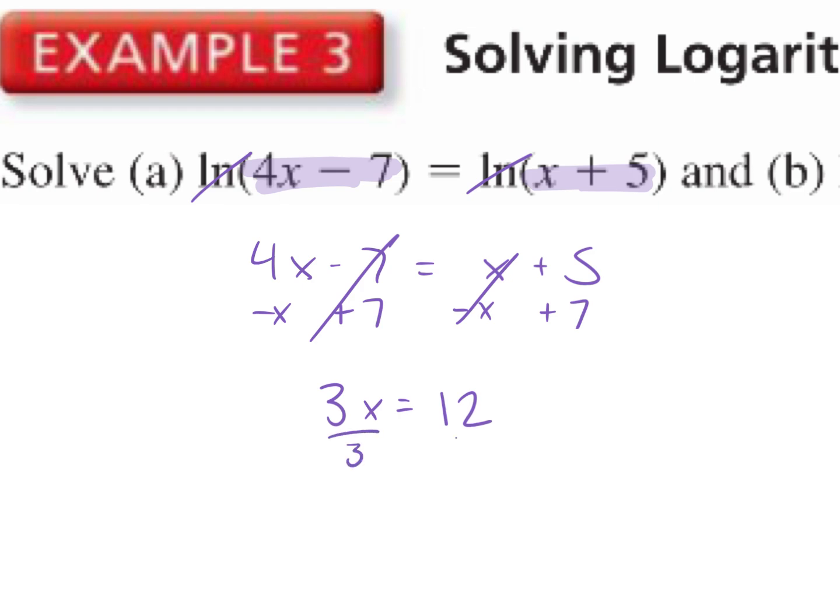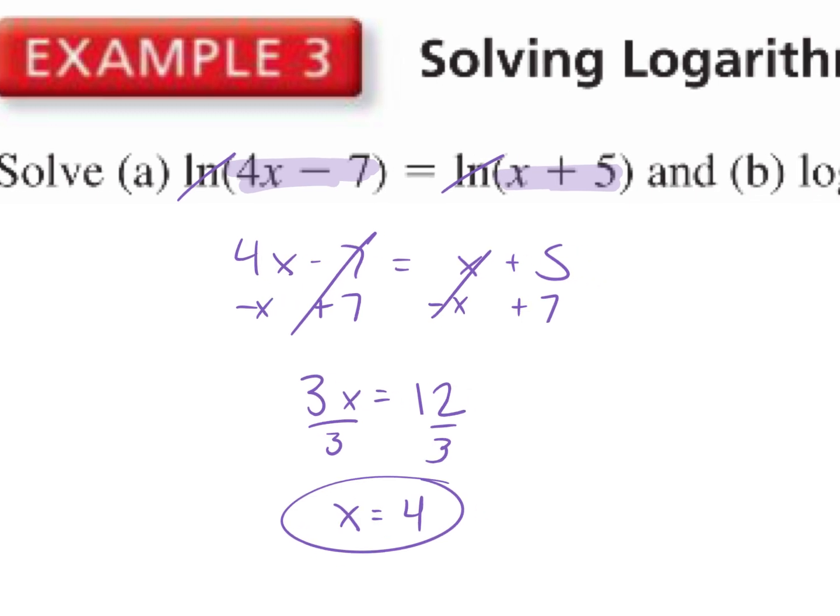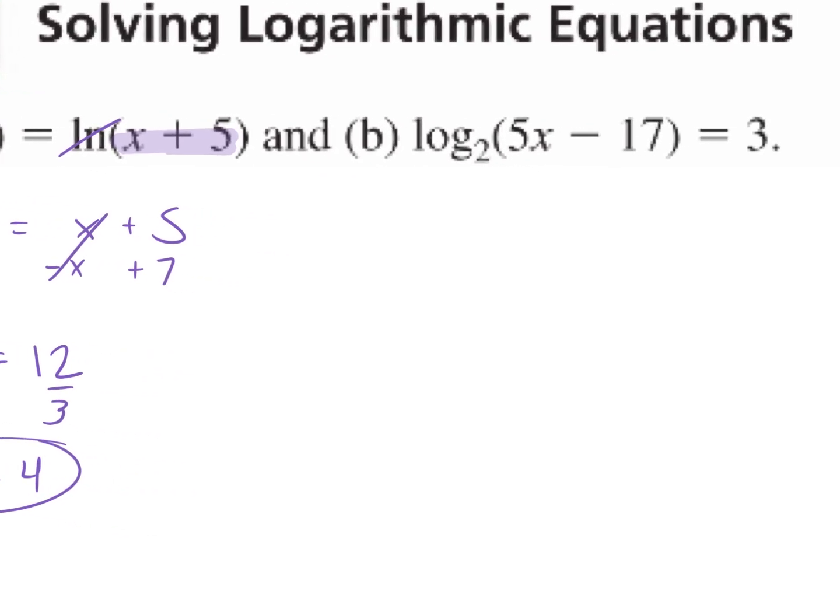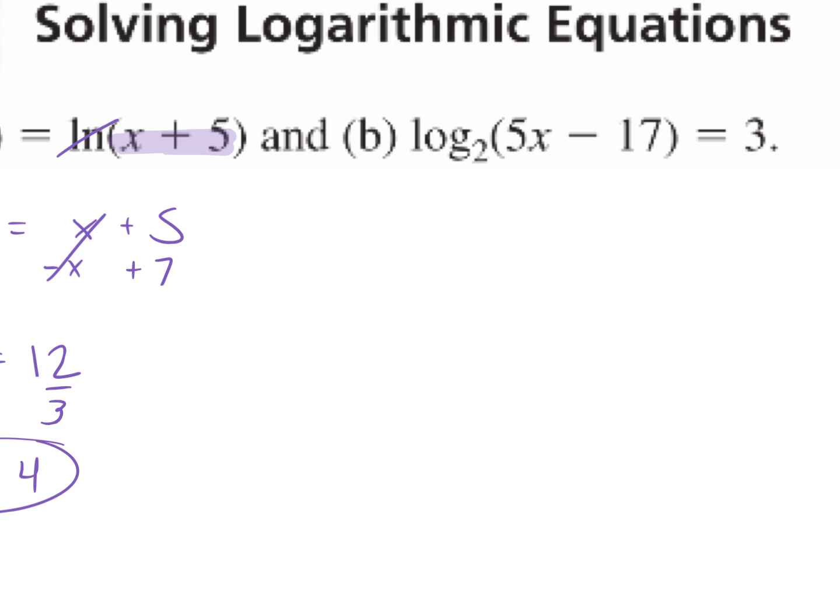Divide both sides by 3. So what does x equal? 4. Awesome. Let's look at B. So here, do I have the log is equal to a log? No. So we can't just cancel them out like we did in the last one. So you gotta work a little bit harder this time, but it's not too bad.